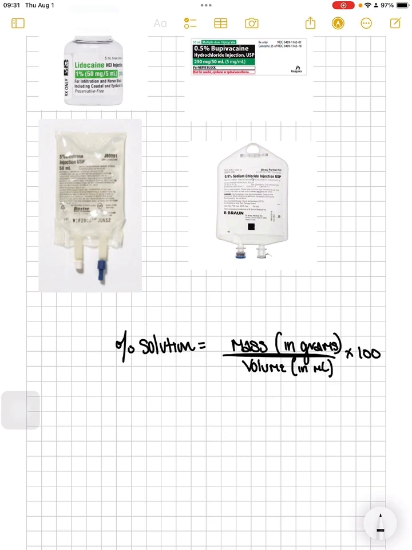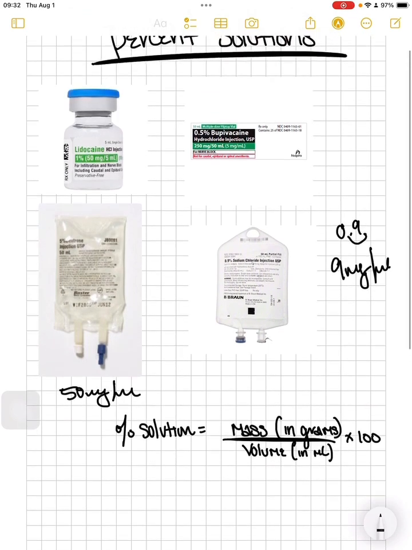So 0.9% sodium chloride is 9 mg per mil. I just move the percentage over 1, or move the decimal place over 1. 5% dextrose is 50 mg per mil. The bupivacaine 0.5%, it's 5 mg per mil. Lidocaine 1% is 10 mg per mil. So just move the decimal place over 1. If you're trying to do calculations, that's an easy way to make it easier to understand.